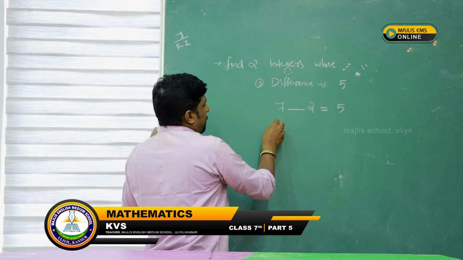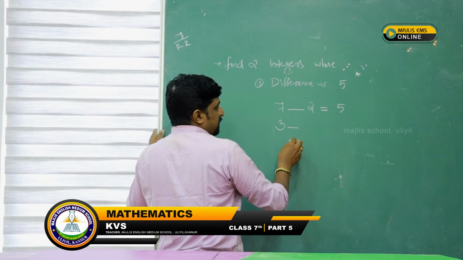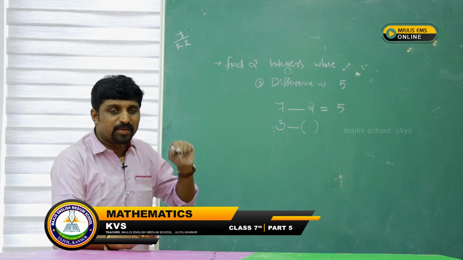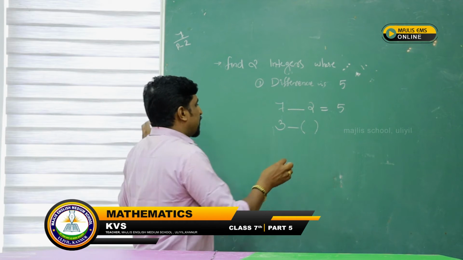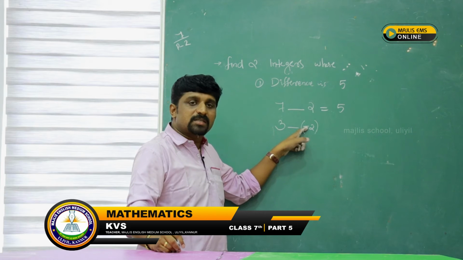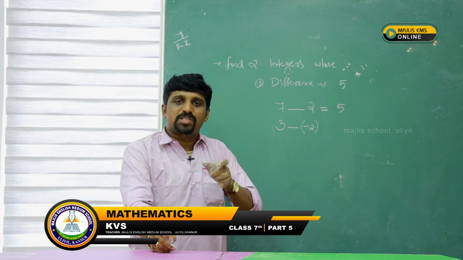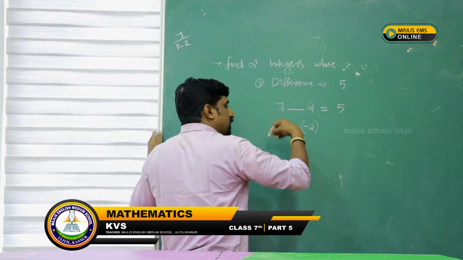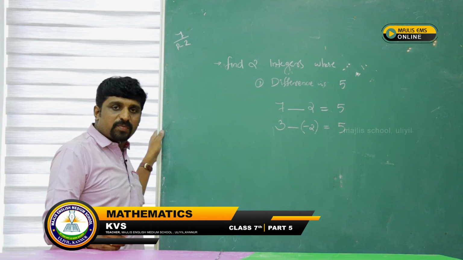Then 3 minus which number? The answer we need is 5. 3 minus minus 2. Yes, 3 minus minus 2, because when two symbols like this come together it becomes positive. When we write two signs it means multiplication is there. Therefore minus becomes plus. Therefore 3 minus minus 2 means 3 plus 2. Again you got 5.